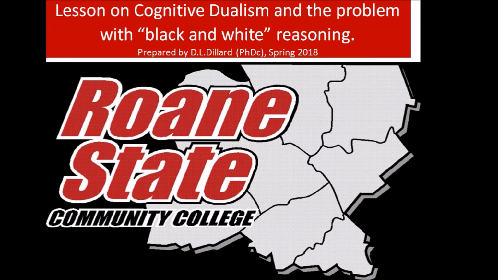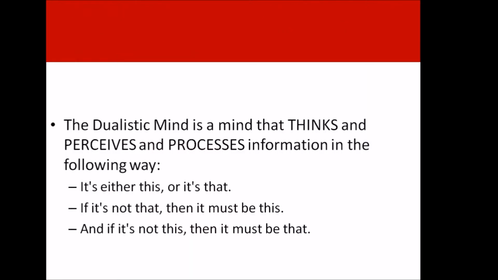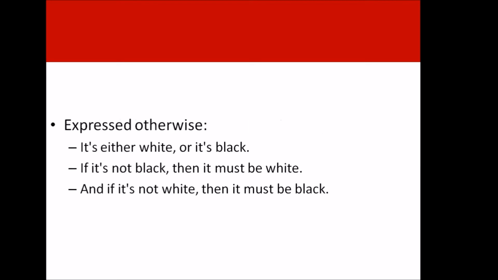Lesson on Cognitive Dualism and the Problem with Black and White Reasoning. The dualistic mind is a mind that thinks and perceives and processes information in the following way. It's either this or it's that. If it's not that, then it must be this. And if it's not this, then it must be that.